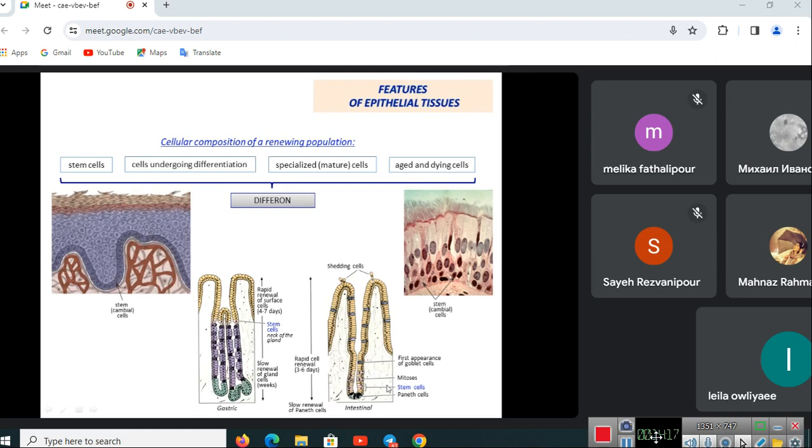In intestinal epithelia, stem cells are located closely to the bottom of the so-called crypt. So this is the crypt, this is the villus, and the stem cells are located in the layer of epithelium inside the crypt. So renewing cell population means that natural decline in the cell number is balanced by proliferation of stem or Campbell cells.